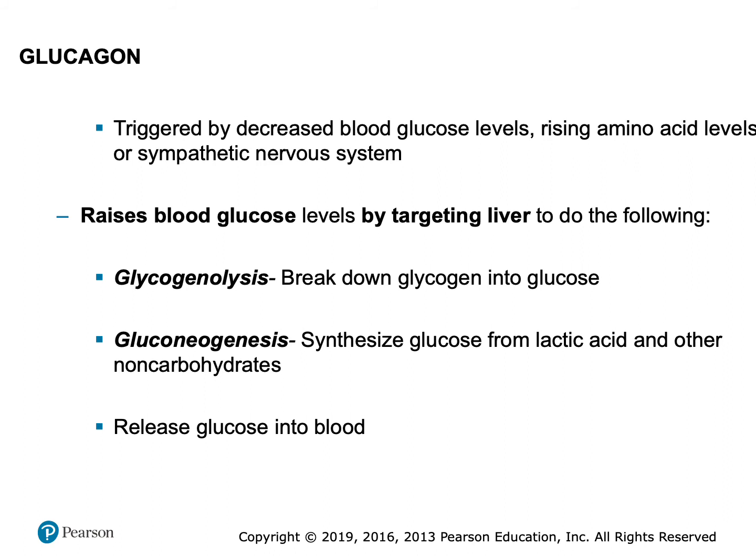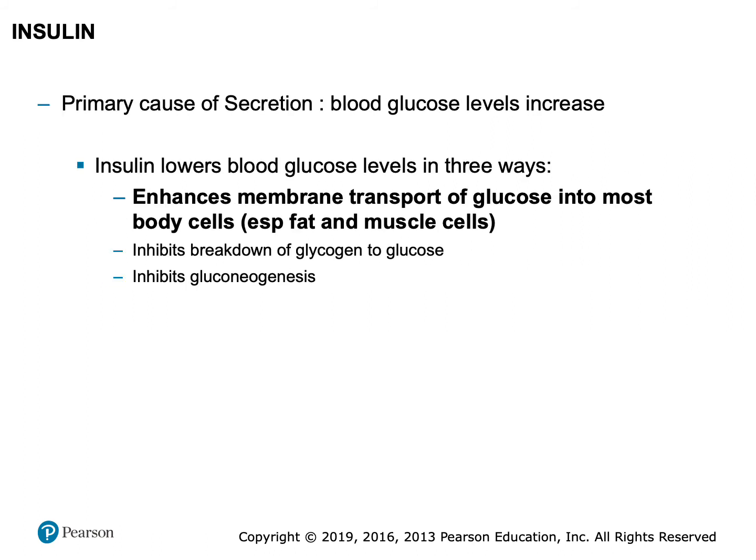So the goal is to get more glucose in the blood. Insulin, its job is to get glucose out of the blood and into all of your cells. Because remember, inside your cell is where ATP is made. So when your blood sugar gets high because you just ate a meal, it's not doing you any good inside your blood. It needs to get into your cells so you can make ATP. So what it's going to do is aid in bringing that glucose into your cell.